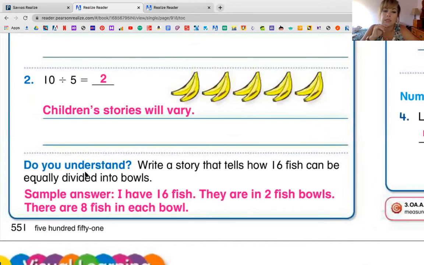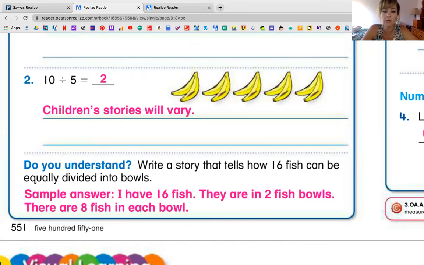The next question says, write a story that tells how 16 fish can be equally divided into bowls. Well, guess what? You get to choose how many bowls you want. In this case, they use the number 2, so I will do it. I have 16 fish. They are in 2 fish bowls. Sorry, there are 8 fish in each bowl, okay?